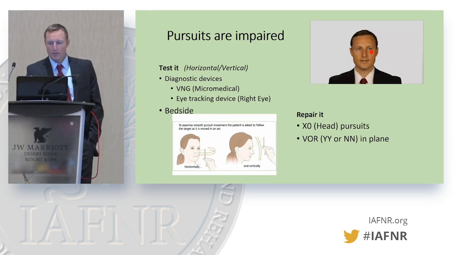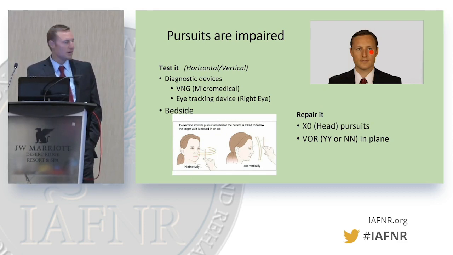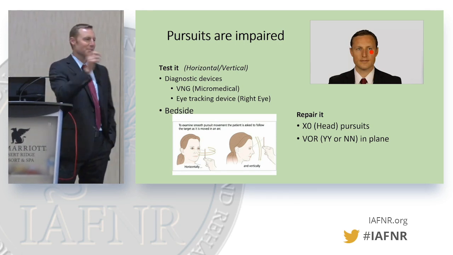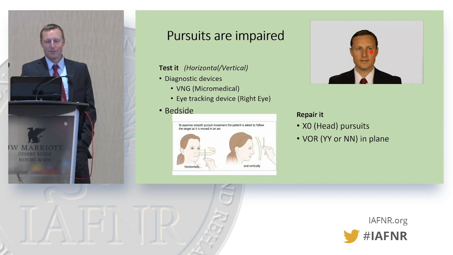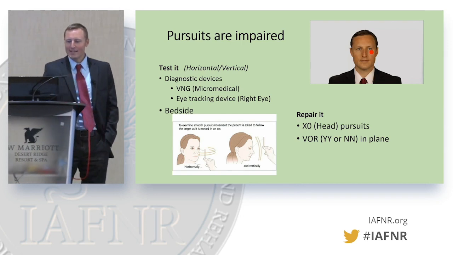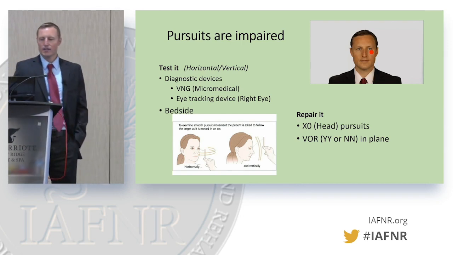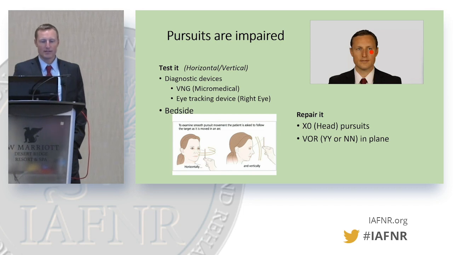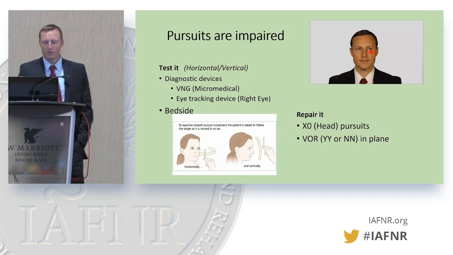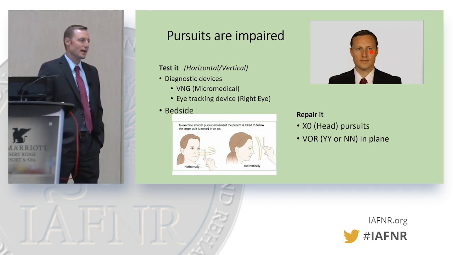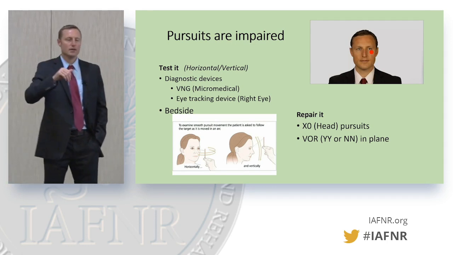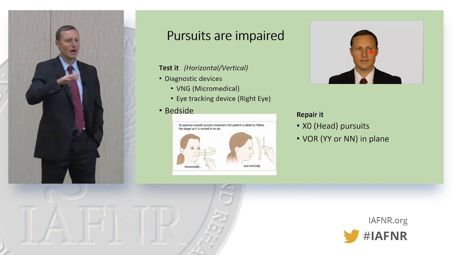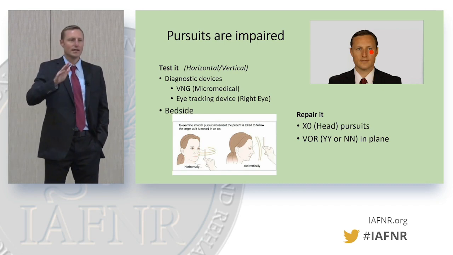What if pursuits are impaired? I think we already know. I don't need to play this video. Basically, it's me following a target moving across the screen on the horizontal. If pursuits are impaired, well, you can test it using VNG, using an eye tracking device like the Right Eye system again. Again, compare horizontal to vertical. You can do it at bedside. And again, I would stress here, it's actually pretty valuable to know at which speed you are getting the breakdown.